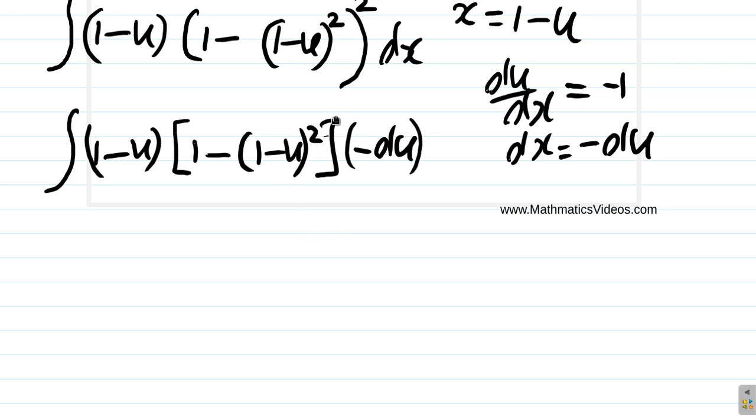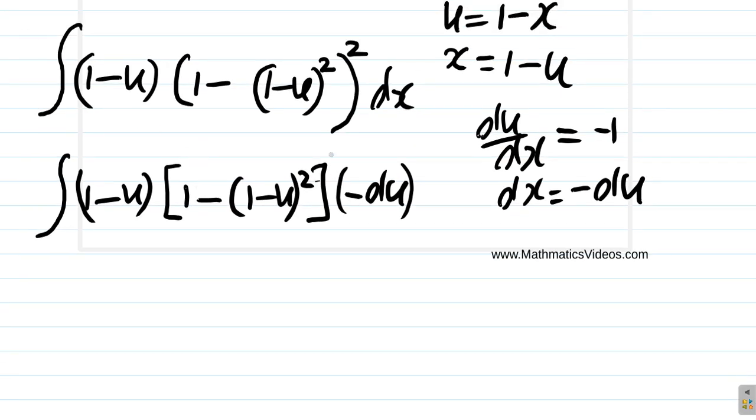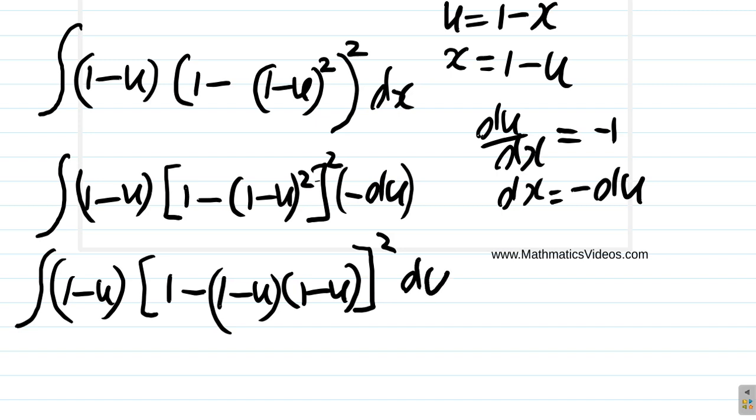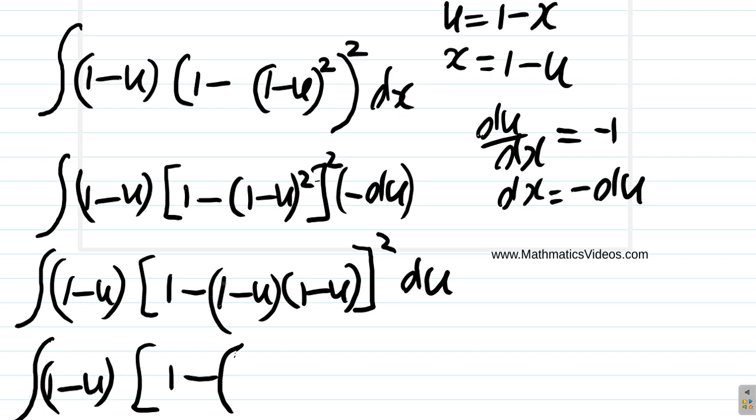Okay, so let's expand. Oh, by the way, this square is here. So let's expand (1 minus u) squared. We have the integral of 1 minus u, and it's going to be (1 minus u) times (1 minus u), all of that squared, du. You see that? So we have the integral of 1 minus u times 1 minus. Let's put all of this in a bracket since we have a minus outside.